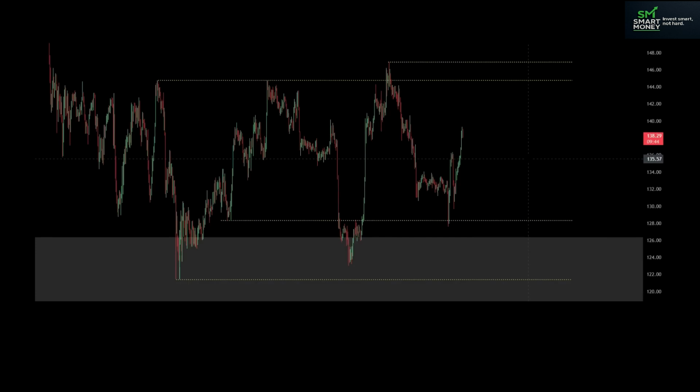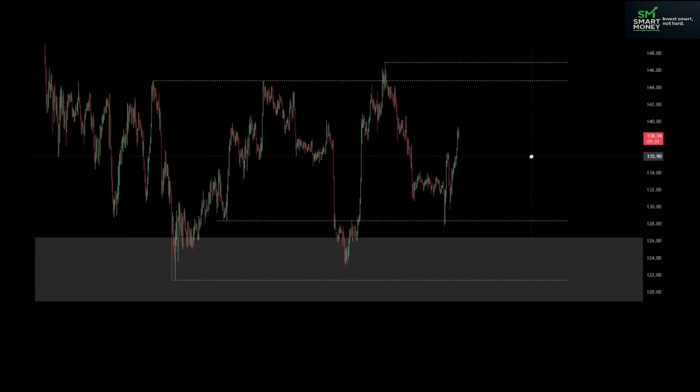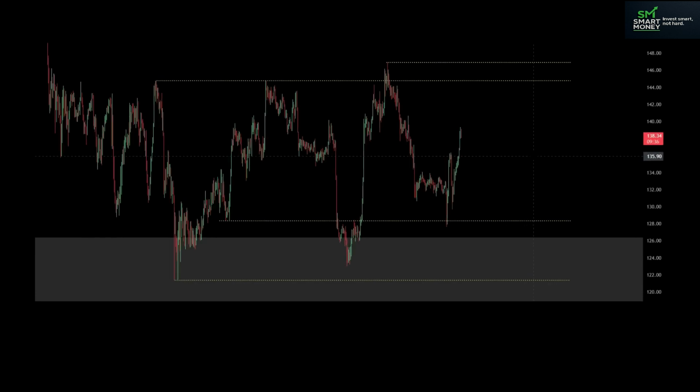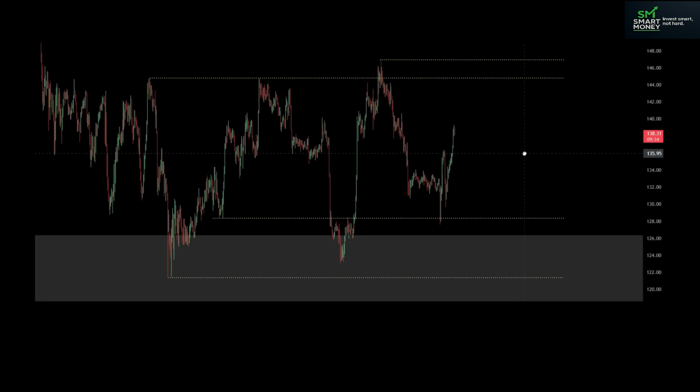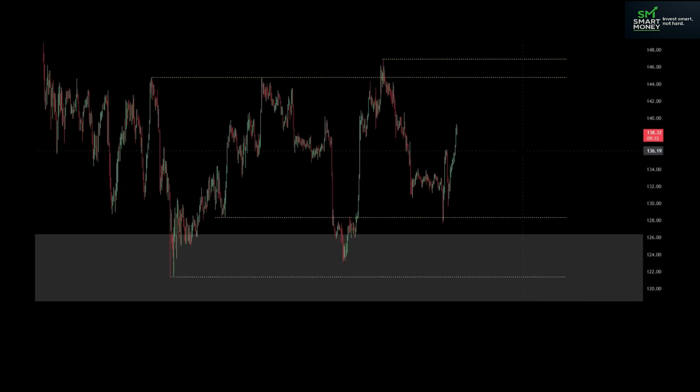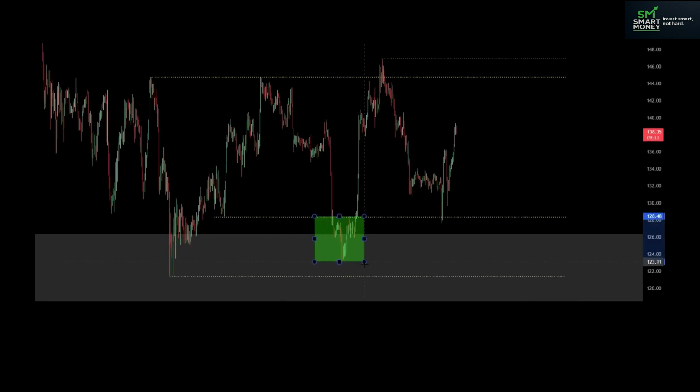It does continuations, reversals, or it finds indecision. So right now you can see price is ranging between these weekly highs and lows, which act as strong liquidity levels. Every time price comes to a weekly low, you can see we get a reaction over here, and over here we get a reaction.